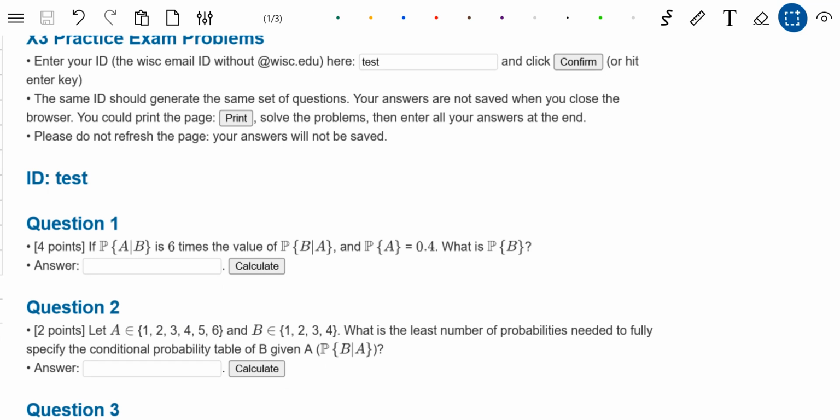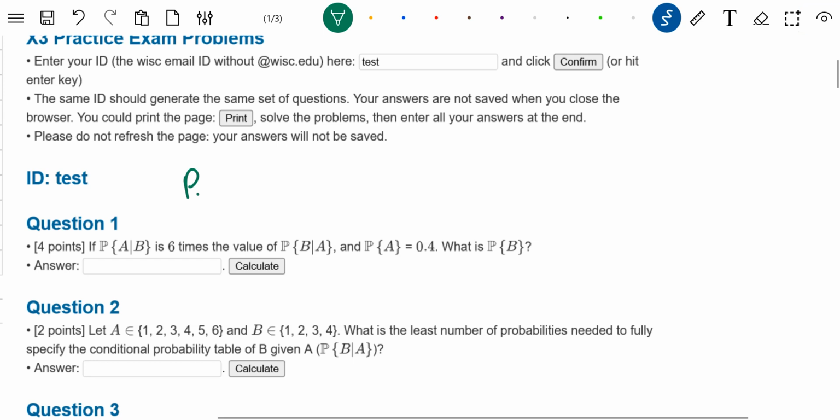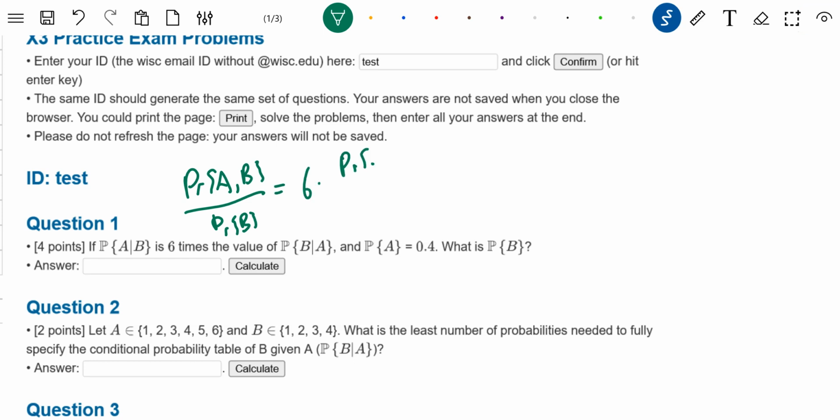algebra definition. So based on the definition of A given B, we write A given B as just AB divided by B, and that's 6 times the value of B given A, which is AB given A. So immediately we can see that we can cancel out the AB, and we can just write probability of A is 6 times probability of B.